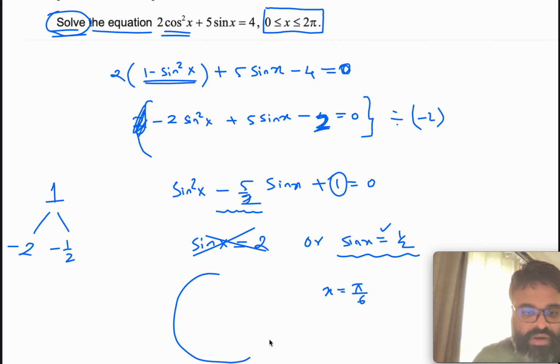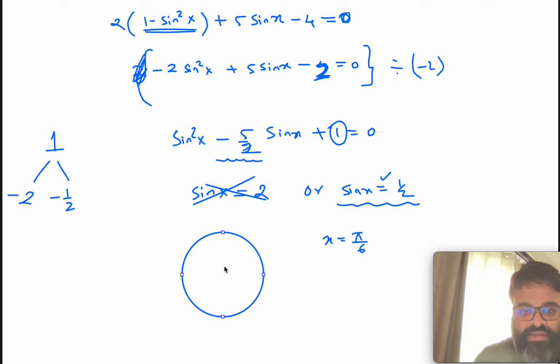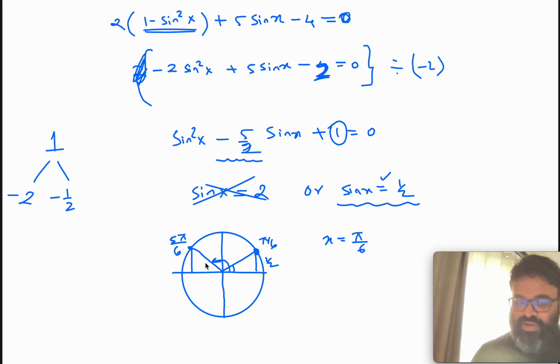So let me quickly draw a unit circle here. And for this unit circle, you have pi by 6 over here. And the sine x value is half. This is half for this angle. But this can also be half for 5 pi by 6. So even this can be half. Sin x is half for 5 pi by 6 also. So you got x as pi by 6 and 5 pi by 6.